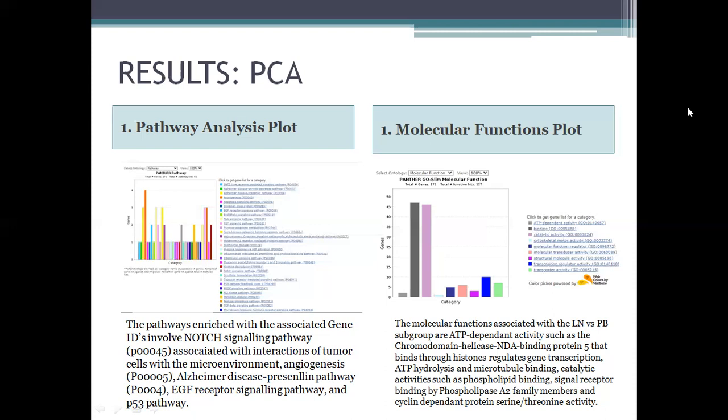When we talk about the molecular functions plot, we see that several molecular functions are associated with the differences occurring within the lymph node and peripheral blood subgroup, which is the ATP dependent activity, such as the chromodomain helicase DNA binding protein 5 that binds to the DNA via histone protein, and it regulates gene transcription. ATP hydrolysis, microtubule binding, and catalytic activities such as phospholipid binding, signal receptor binding by the phospholipase A2 family, and other members of the cyclin-dependent protein serine threonine activity.